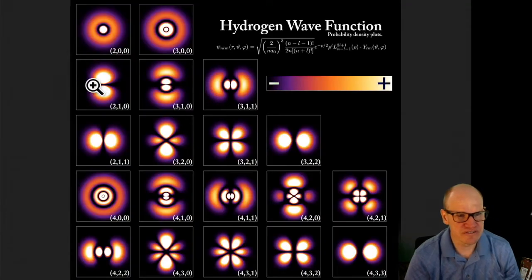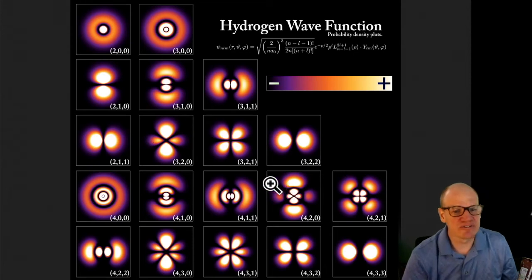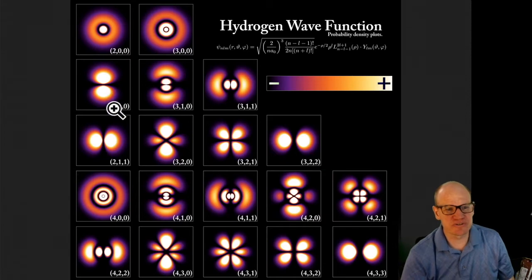Well, that's these ones right here. So that's this and this. And where's the other one? They're not showing the other one. But anyways, you get probability densities that look like this.